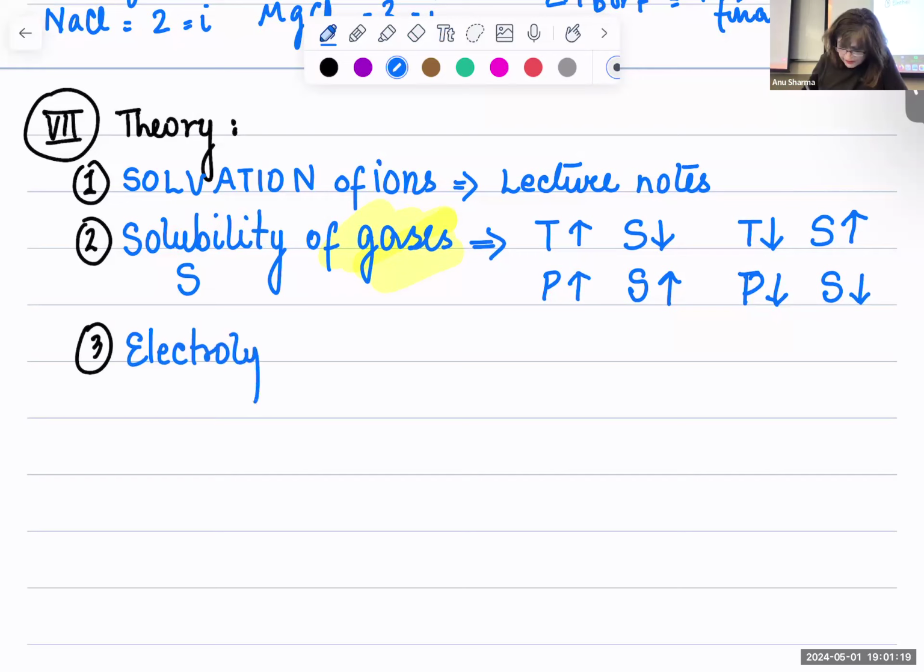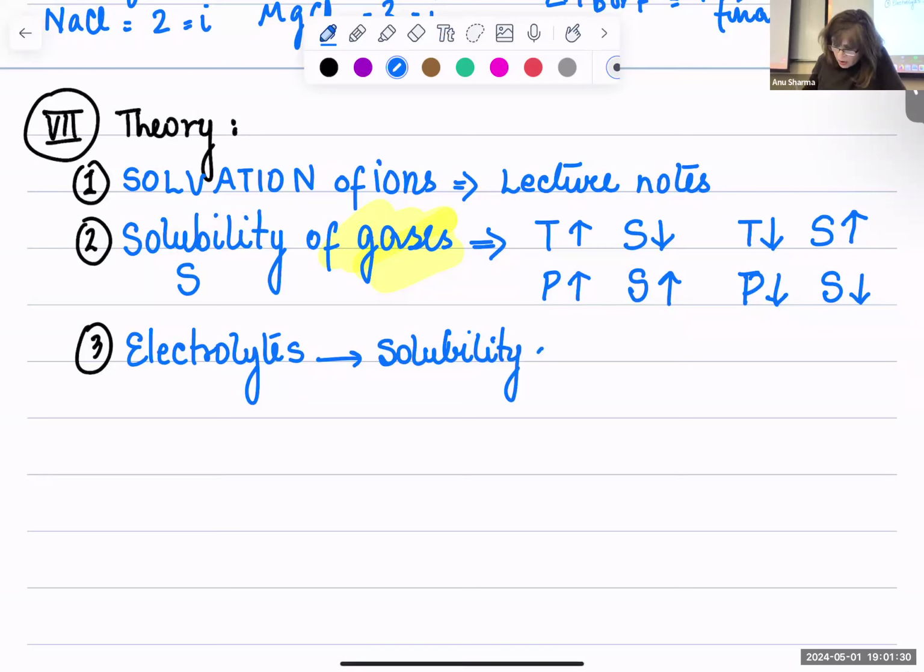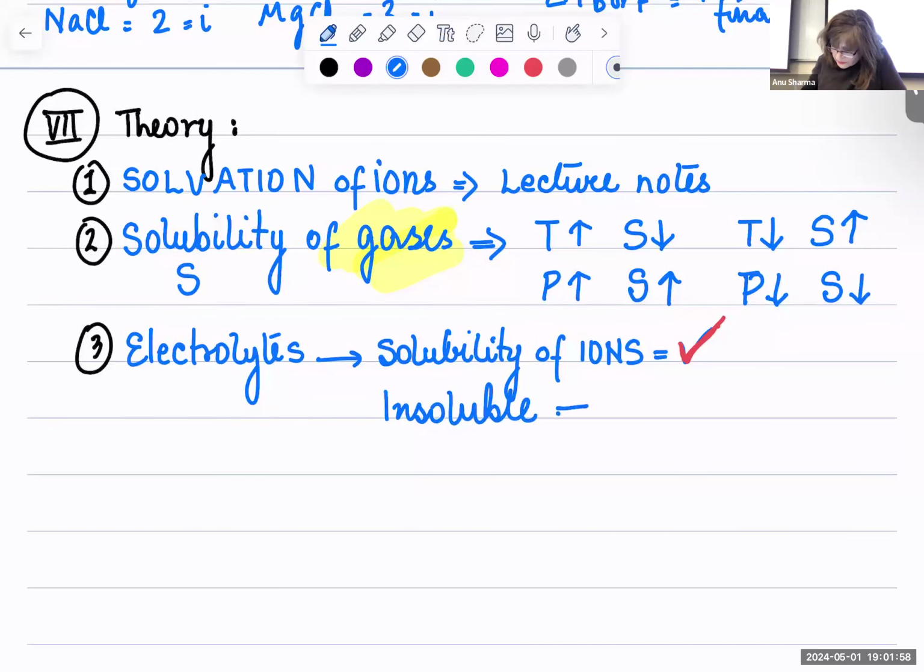Electrolyte. Remember, it is tied to solubility and ionic character. First of all, the solubility of ions. If the ions are soluble, then they will conduct electricity, so they will be electrolytes. But if they are insoluble, they are non-electrolytes.